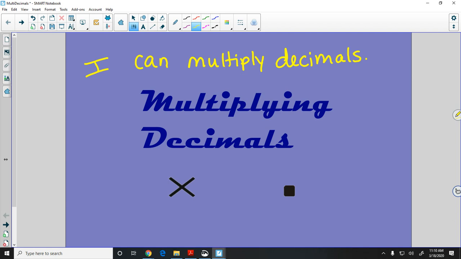Okay, very simple. Like I said, there is a difference between multiplying decimals and adding and subtracting decimals. If you remember, when we add and subtract decimals, what's the very first thing we have to do? We have to line up the decimals. Multiplying decimals is completely different. We don't have to line up the decimals when we multiply. So I need you to remember that. Add and subtract.